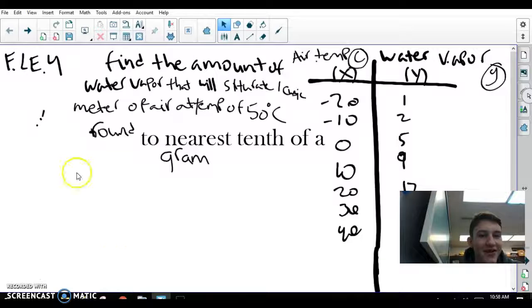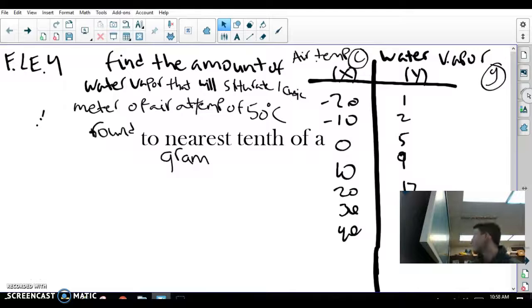Alright, so right now we're going to be doing the section F.LE.4. The problem asks: find the amount of water vapor that will saturate 1 cubic meter of air at a temperature of 50 degrees Celsius, rounded to the nearest tenth of a gram. Alright, so you have all your numbers here.